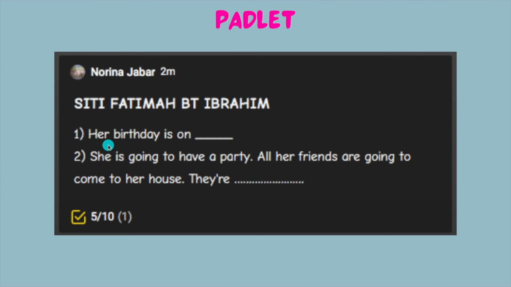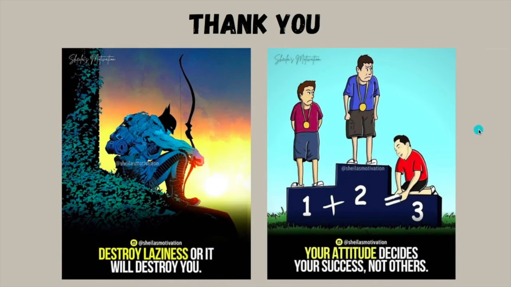The first one, you don't have to write the question. Simply write straight away the answers. Number one, her birthday is on what? Full stop. Next, number two, she is going to have a party. Full stop. All her friends are going to come to her house. Full stop. They are blah, blah, blah, blah, blah. You finish it. Okay? And then once you have done, I will give you marks here and the marks will be recorded in your PBD. Alright, I think that's all from me.